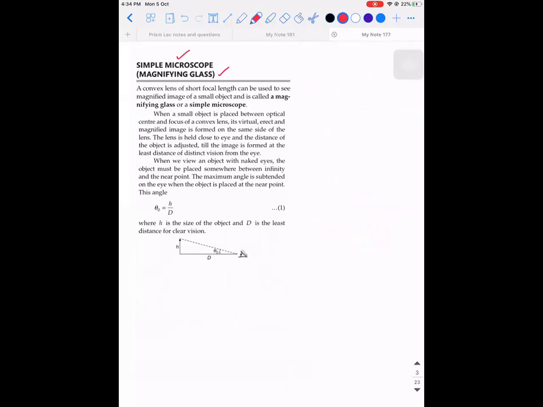Why we call it a simple microscope, when we could have simply called it microscope? We are adding the word simple because it's nothing but a convex lens. That's it. As simple as that. So if you use a convex lens of short focal length, why we are saying short focal length, we'll see at the end, you will understand. So if you're using a convex lens of short focal length that can be used to see the magnified image of a small object, then that particular device is what is called a magnifying glass or simple microscope.